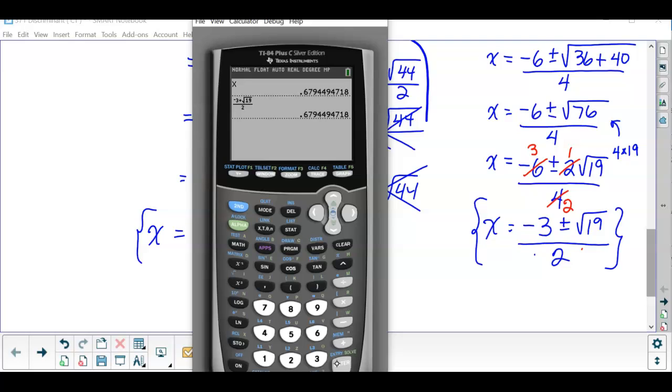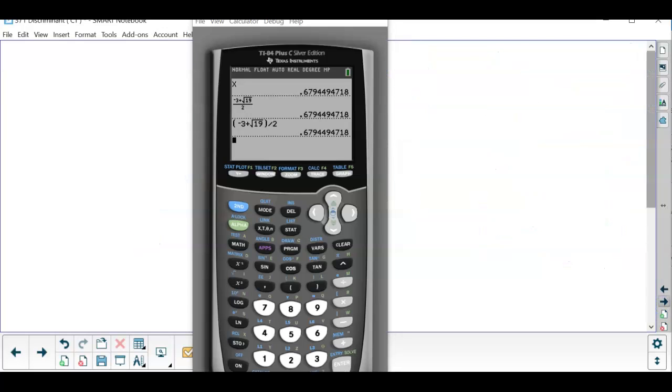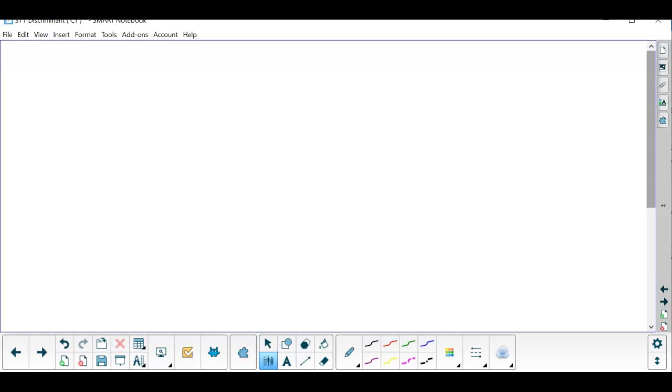Okay. Now, if you don't have that capability, then you use brackets. Let's put brackets around that. So I would go bracket negative 3 plus root of 19, cursor out of that, close the brackets, divide by 2, and I get that. Okay, so it depends on the version of your calculator. Okay, and one more before we look at the discriminant. See if you remember this from semester 1.